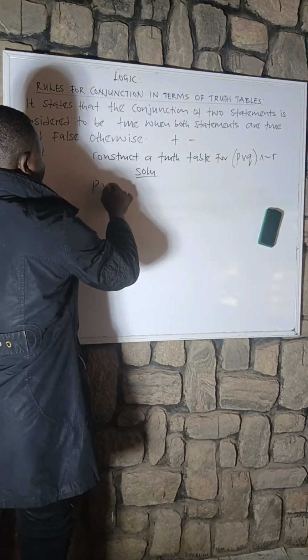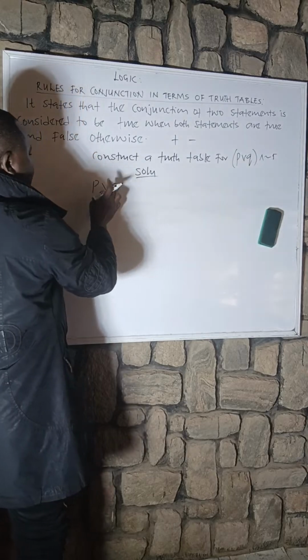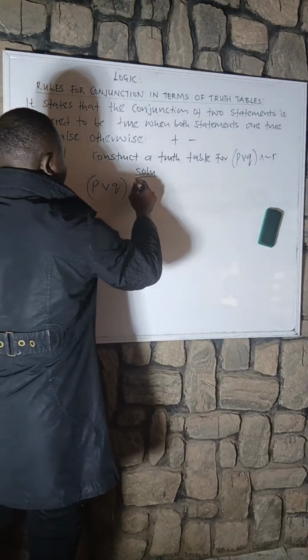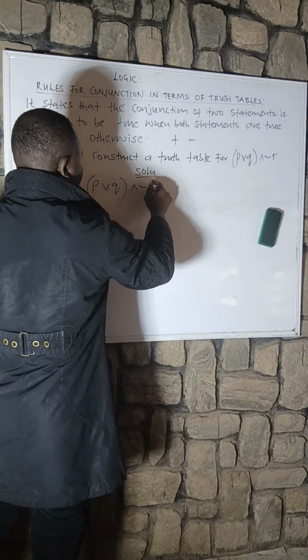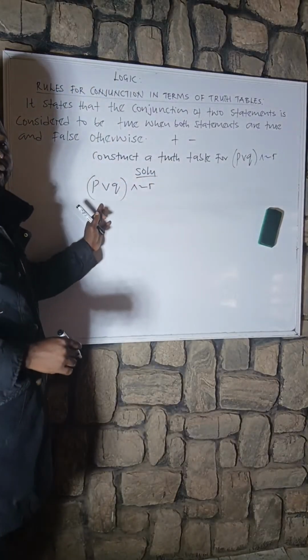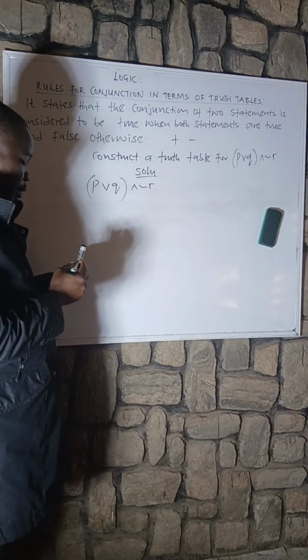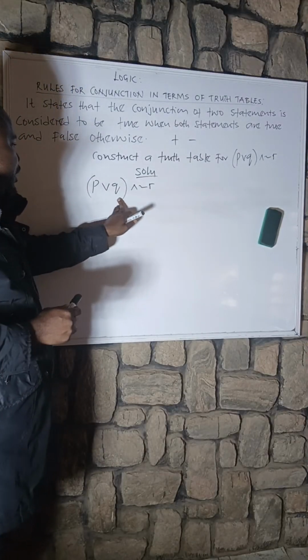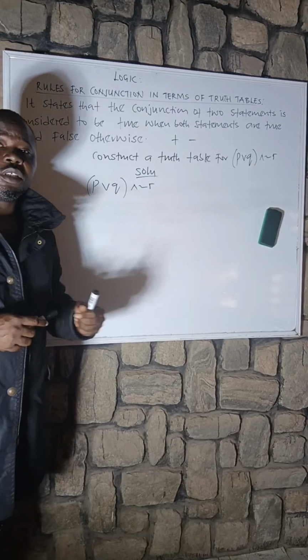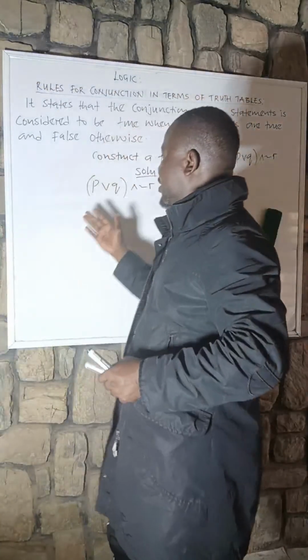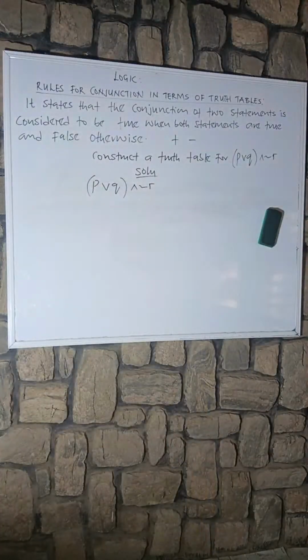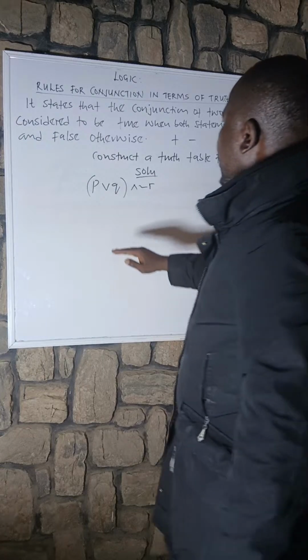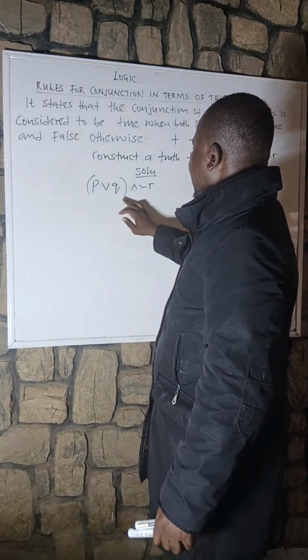P conjunction Q. Mind you, this is not U. This conjunction, then disjunction, negation, R. So we want to construct a truth table for this logical statement. Is that clear? So how can we construct this truth table? That is what we want to look at. We'll break it down for you. So far, so good. So we want to construct this truth table.